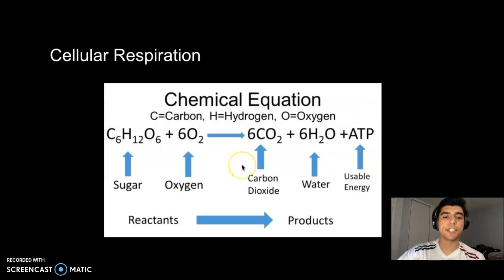Here's the chemical equation. For sugar, we use a molecule called glucose. The chemical composition of glucose is C6H12O6. And to glucose, we're going to add oxygen. We're going to add 6 oxygen molecules. Those are going to be our reactants once again. And then the products, we're going to end up with carbon dioxide, water, and energy in the form of ATP.